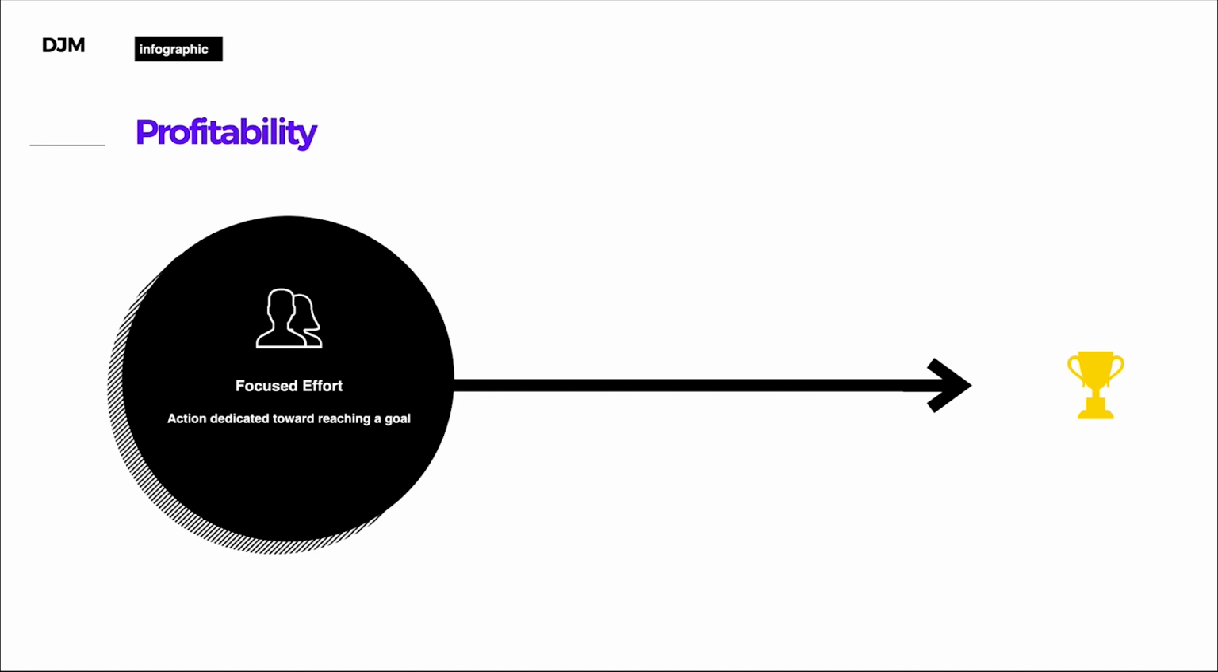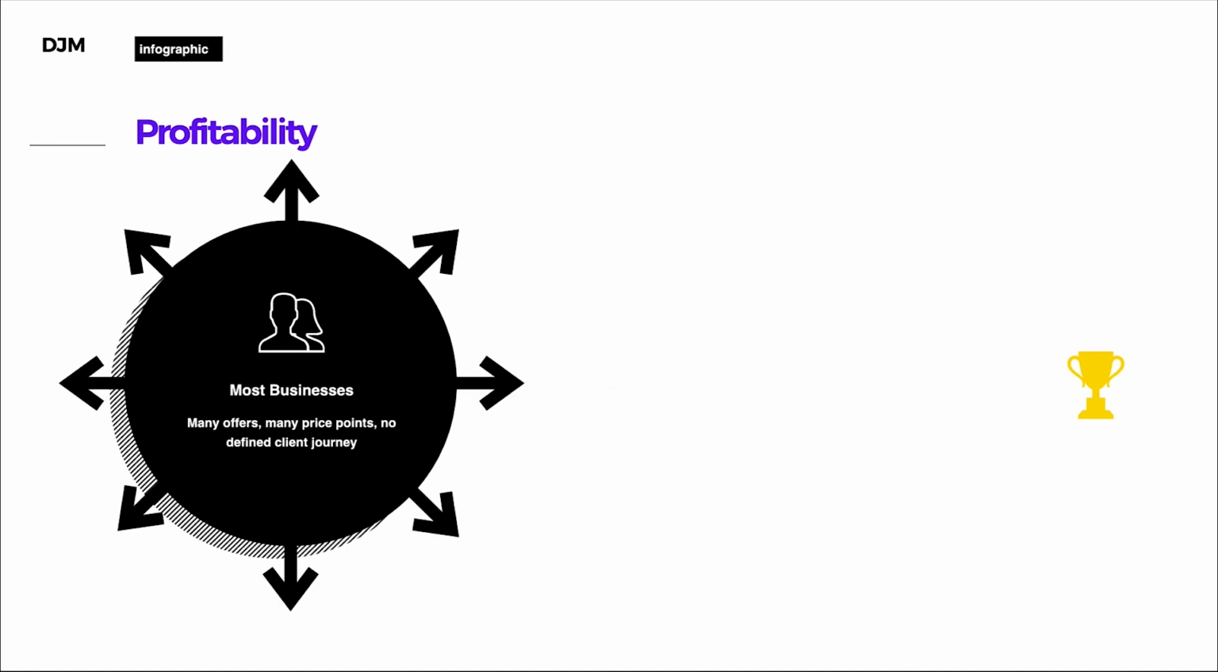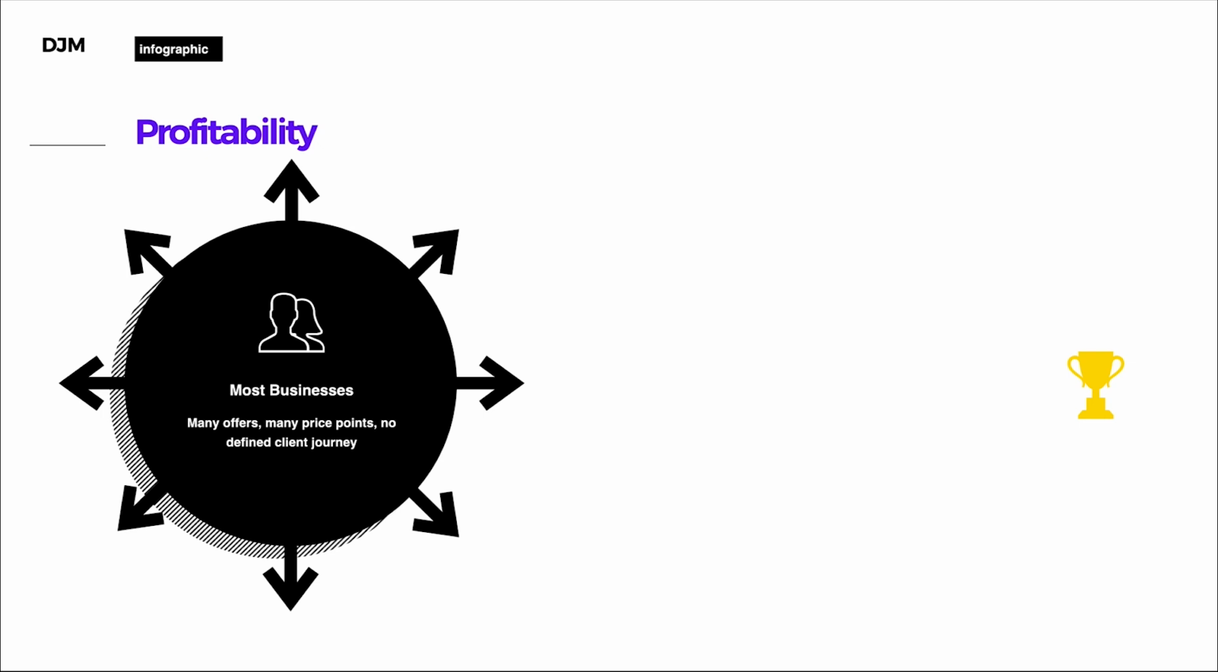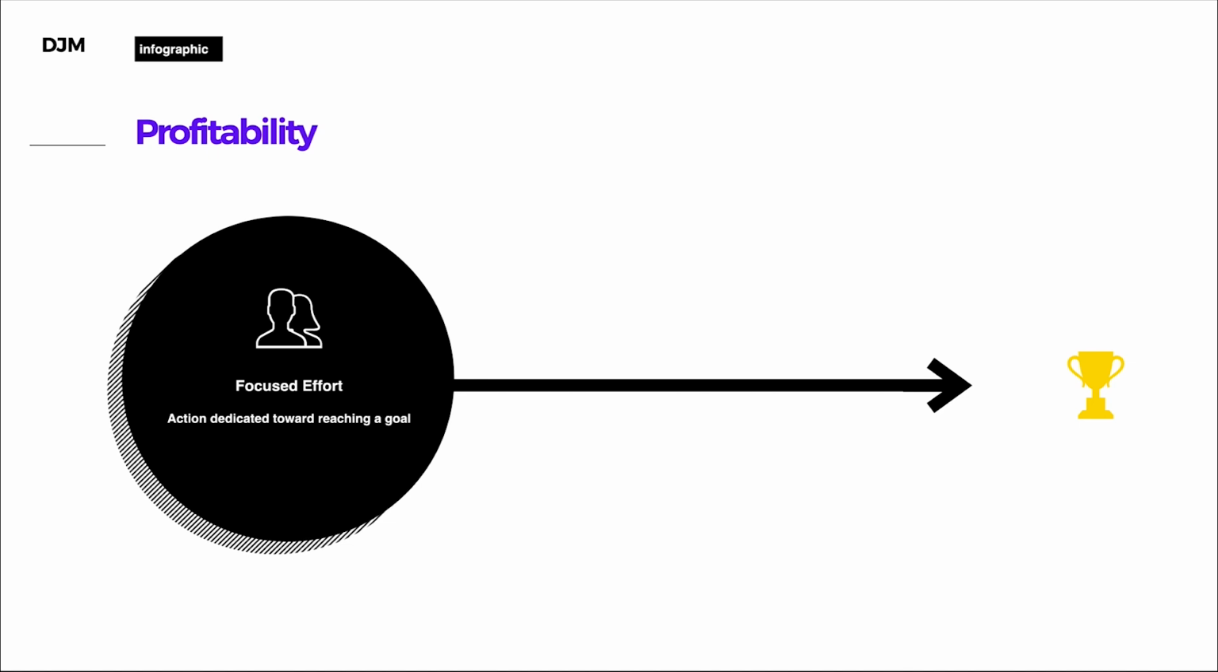And now, if you were to take these two side by side, most businesses can only go so far in 1,000 directions. But if you were to take all of that effort and point it in just one direction, you end up reaching your goal significantly faster than if you were to focus in 1,000 different directions. Focused effort allows you to focus all of your energy in one direction.